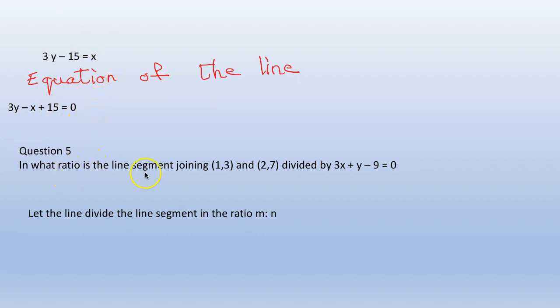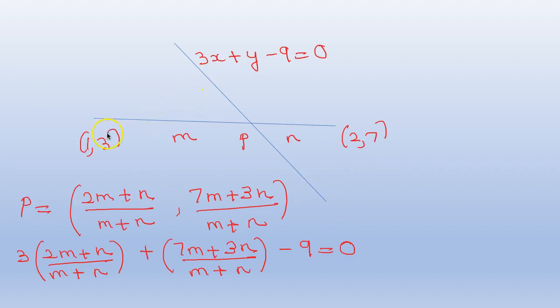Question 5. In what ratio is the line segment joining 1, 3 and 2, 7 divided by 3x plus y minus 9 equal to 0? So let this line 3x plus y minus 9 equal to 0 divide the line segment joining 1, 3 and 2, 7 in the ratio m is to n. So I have 1, 3 and 2, 7 and this is the line. So if P is the coordinates of the point, using section formula, P will have coordinates 2m plus n by m plus n, 7m plus 3n by m plus n.